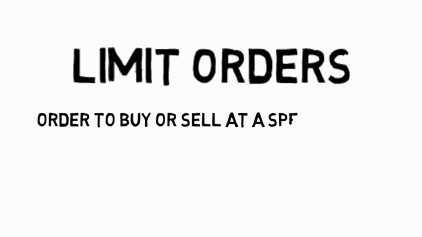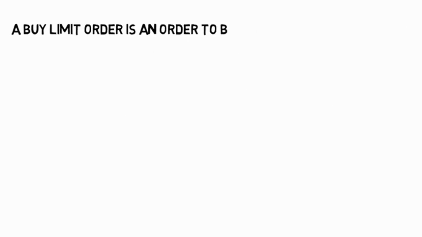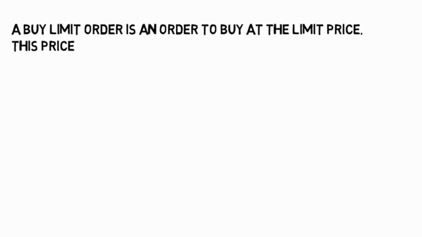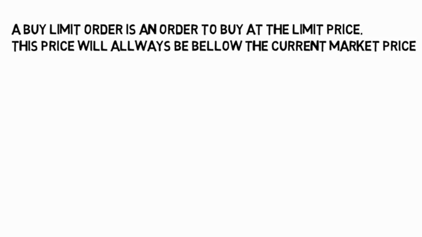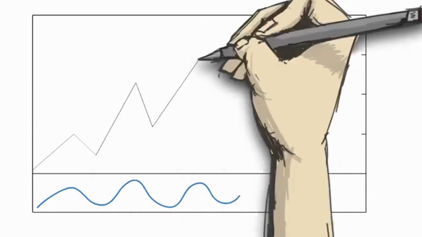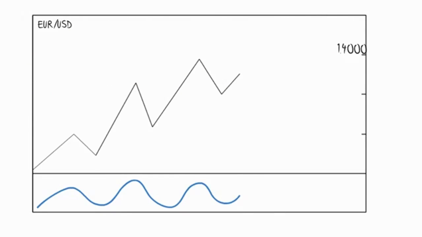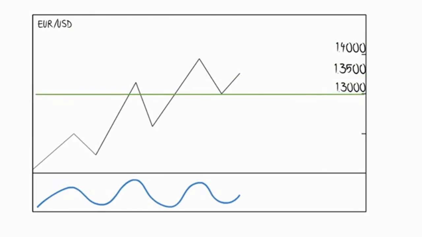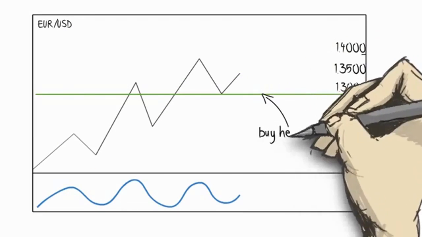A limit order is an order to buy or sell at a specific price. A buy limit is an order to buy at the limit price. This price will always be below the current market price. Let's take a look at this example. The trader wants to buy EUR/USD, but he's only ready to buy if he can do it more cheaply.